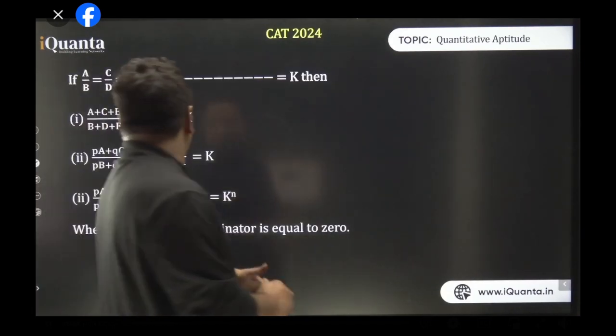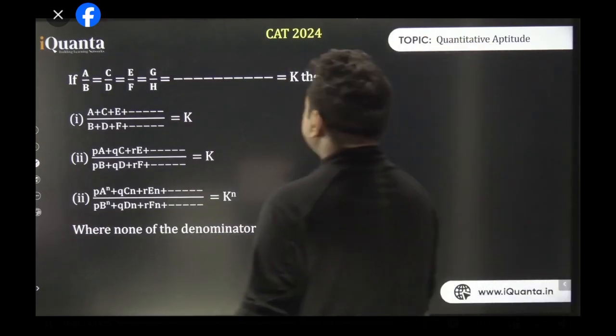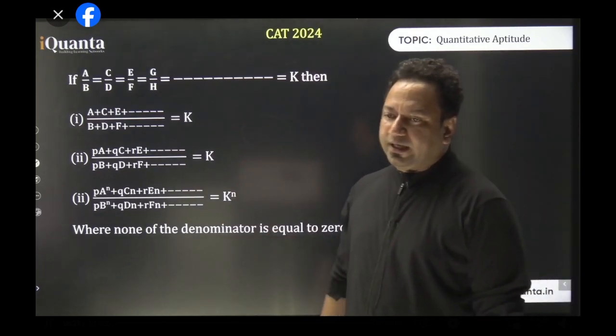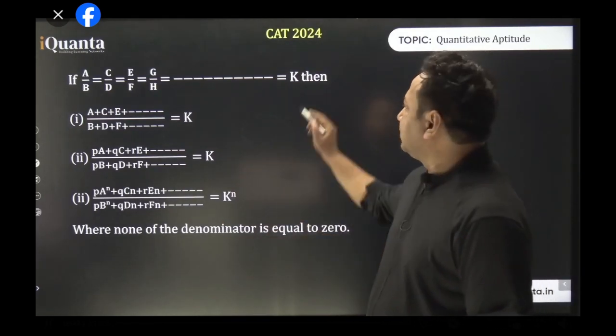So there are certain properties of ratios that we need to understand. So let's say there's a ratio a by b, then c by d, e by f, g by h, and so on. All of them are equal, and let it be equal to k.